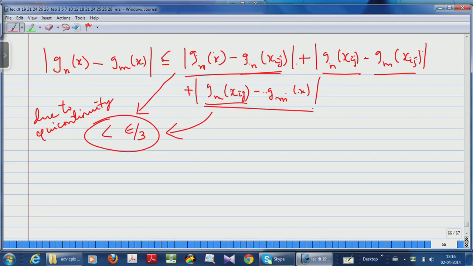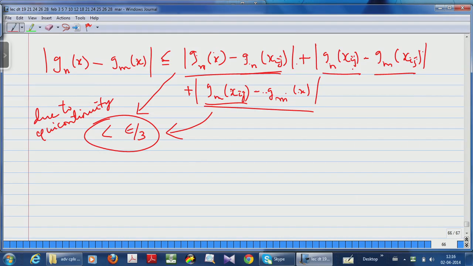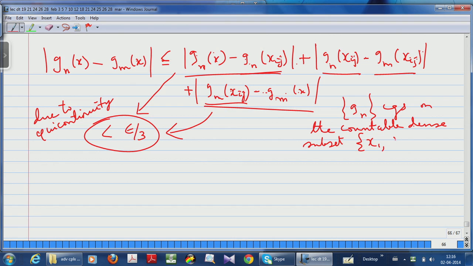So the first term and the last term are fine, they are going to be lesser than epsilon by 3 each. The problem that I have to worry about is the middle term, but the middle term is not a big problem because the sequence of g_n's converges on the countable dense subset of the xi's, which is labeled by the points x. Therefore these g_n's are going to converge at x_{i_j} certainly. So how do you deal with this? The g_n's converge on the countable dense subset consisting of x1, x2 and so on. So in particular it will converge on this finite subset.